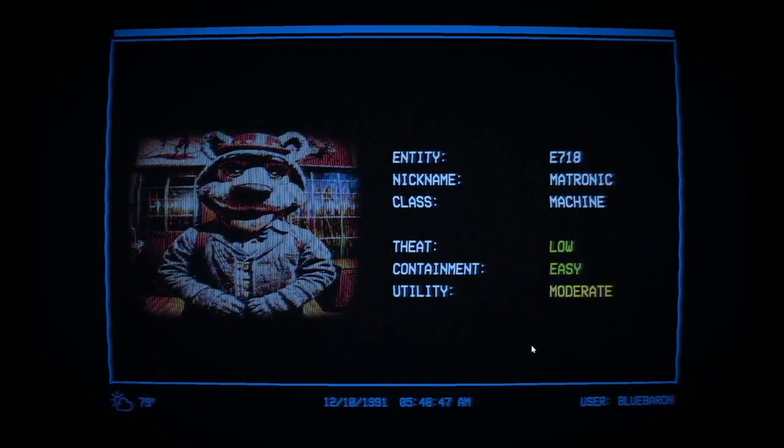In the past 5 years, children of ERD agents have been targeted by Matronics, and they have taken 107 to date. The research goal this year is finding why Matronics are targeting agents' children, and how to redirect their targeting.